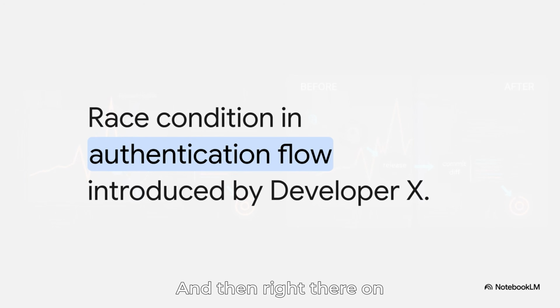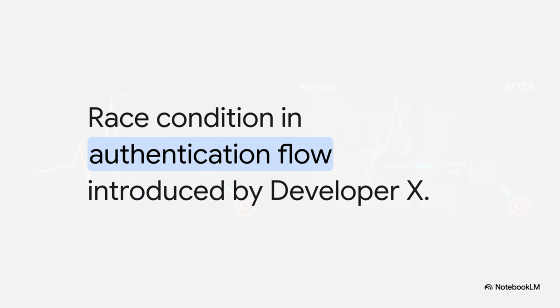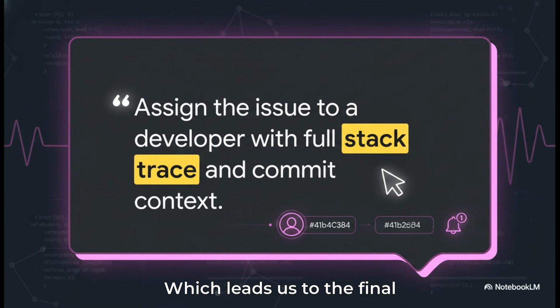And then right there on the issue details page, Sentry just gives you the answer. Suspect commit identified. Race condition in authentication flow introduced by developer X. It's almost like magic. We have the exact commit hash, we have a link directly to the pull request, and the author's name. There is absolutely zero guesswork here. We don't have to jump into a panic-stricken Slack channel asking, hey guys, who touched the auth flow today? Sentry just tells us.